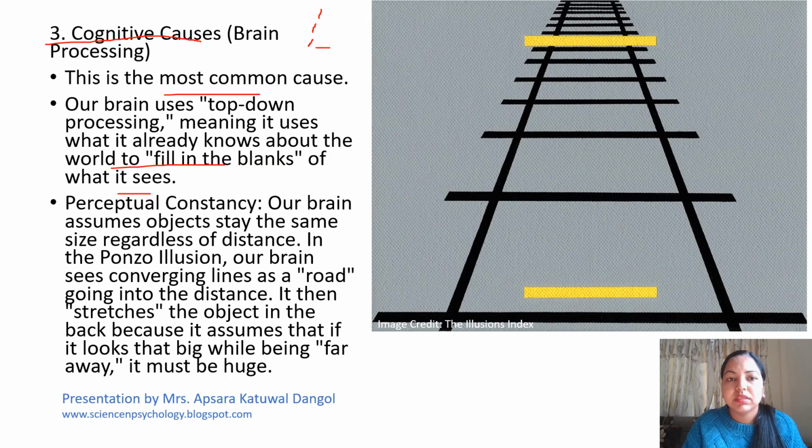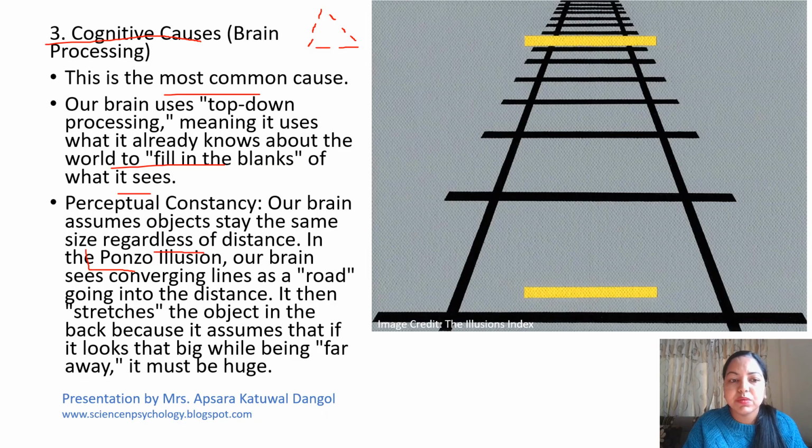let me draw. So how do I perceive this? I perceive it as a triangle, but still here is a gap, right? Why is our brain doing that? Because it is filling those blanks and making me see the united whole. Then there is perceptual constancy: our brain assumes objects stay the same regardless of the distance.